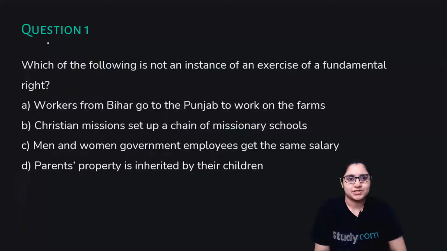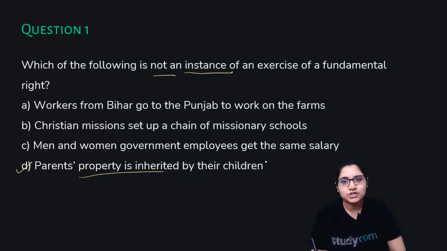The first question asks, which of the following is not an instance of an exercise of a fundamental right? A: Workers from Bihar go to Punjab to work on the farms. B: Christian missions set up a chain of missionary schools. C: Men and women government employees get the same salary. D: Parents' property is inherited by their children. So D is the answer, because the right to property is now a legal right, not a fundamental right.